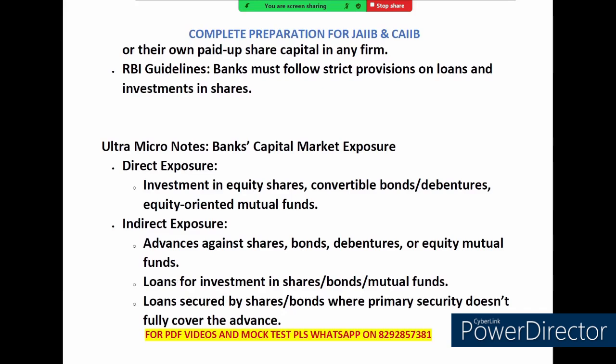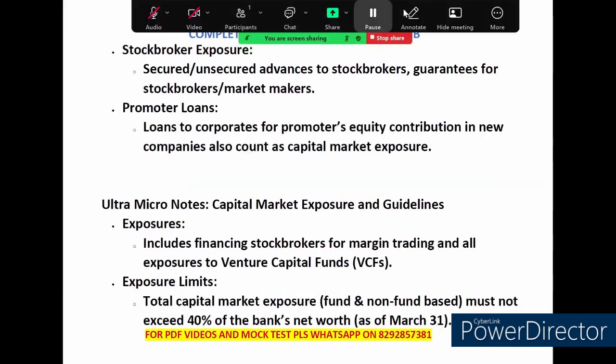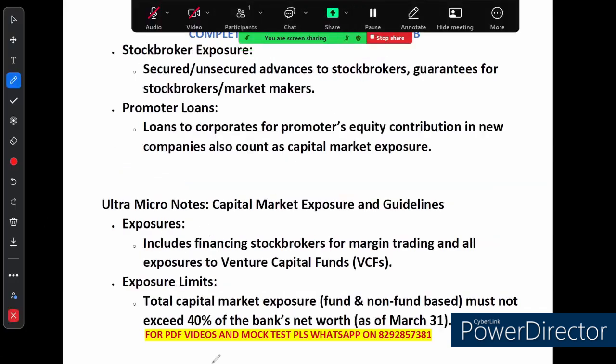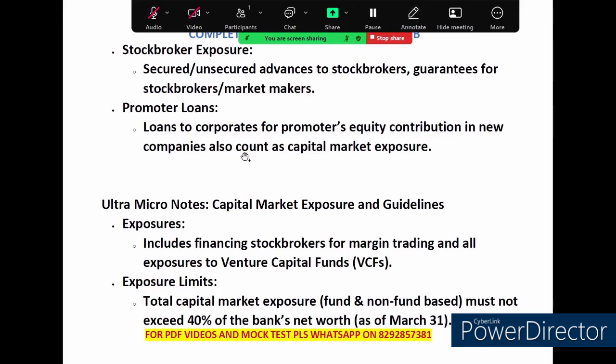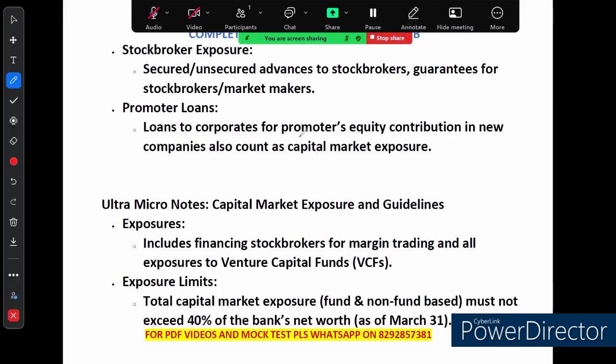Now let's talk about the stock broker exposure. Banks often give loans to a stock broker, either secured or unsecured, to help them with their trading activity. They may also provide guarantees for a stock broker or market maker. Additionally, banks can give loans to companies for the promoter's equity contribution. You can see it written as promoter contribution when starting a new business. So these also count as a part of the bank's capital market exposure.